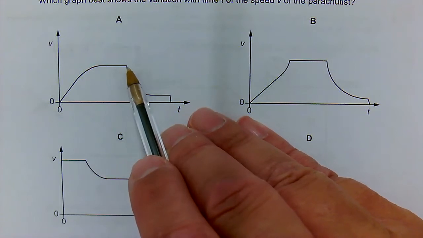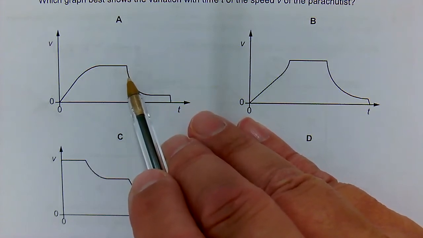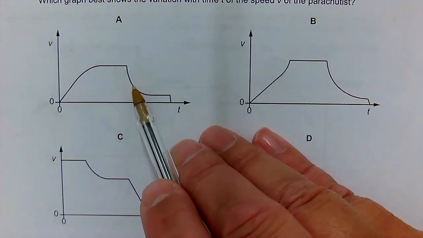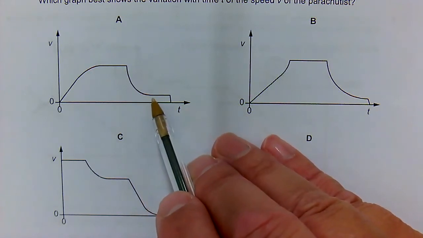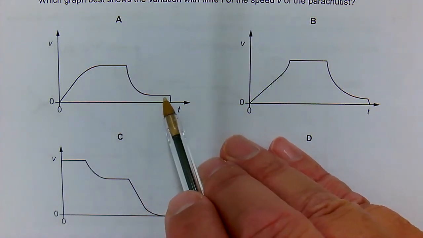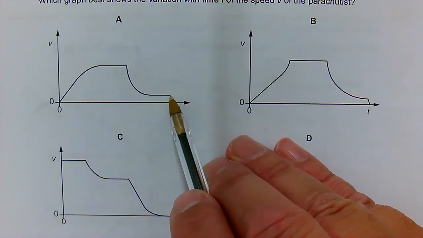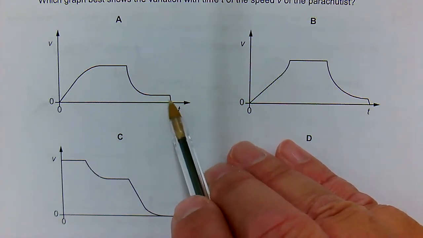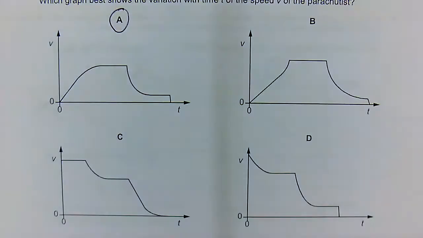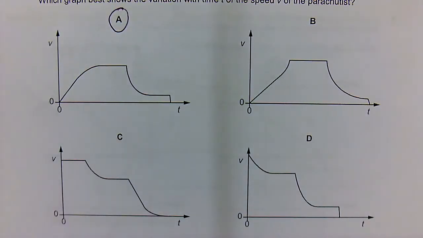Then she opens the parachute. She'll decelerate quickly at first. As she slows down, there'll be less air resistance until the air resistance is equal to her weight again. So she reaches a new terminal velocity, and then eventually she'll hit the ground. Okay, so the answer has got to be A. You should be able to recognize that one straight away from your notes.